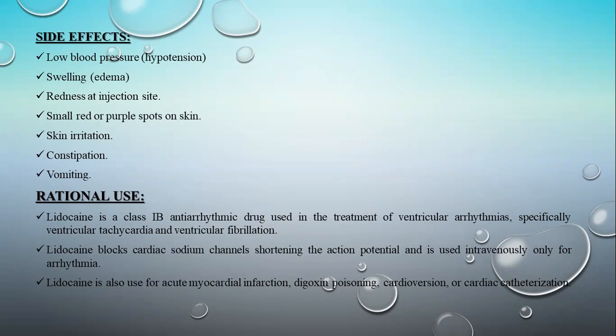The rational use of this drug is that because it is used in surgical procedures, it may be used in acute myocardial infarction, digoxin poisoning, cardioversion, cardiac catheterization, and ventricular arrhythmias. Specifically, it is also used in ventricular tachycardia and fibrillation. Lidocaine belongs to the 1B antiarrhythmic drug class, and it blocks the cardiac sodium channels. It shortens the action potential, and it is used intravenously for arrhythmias.